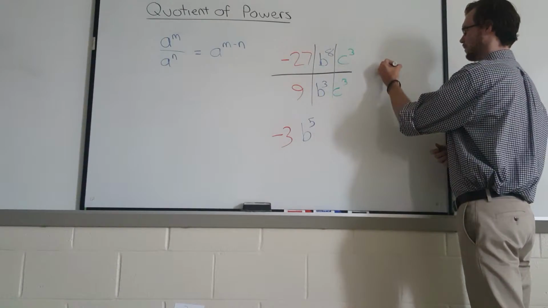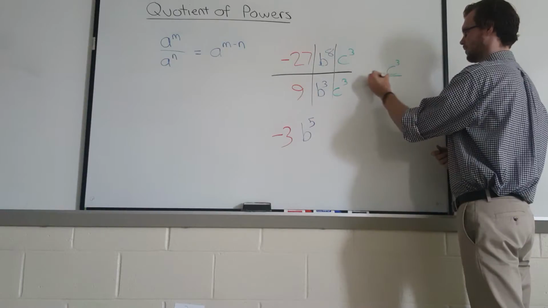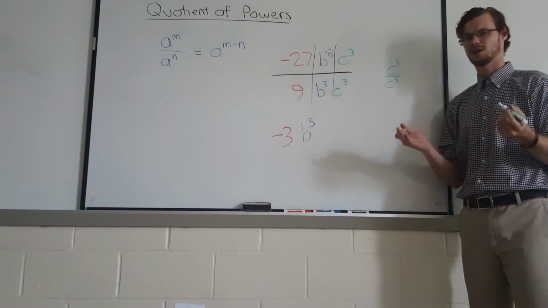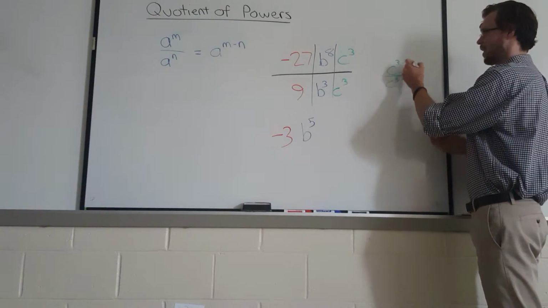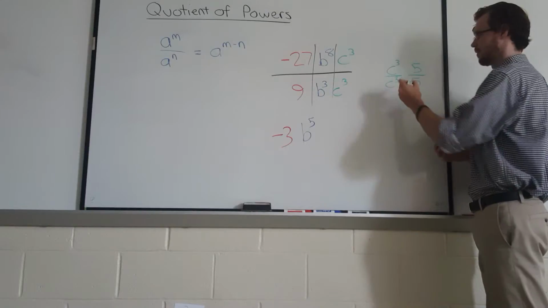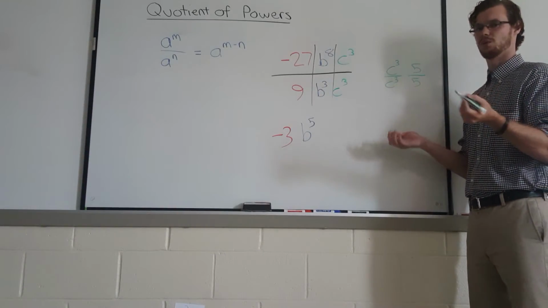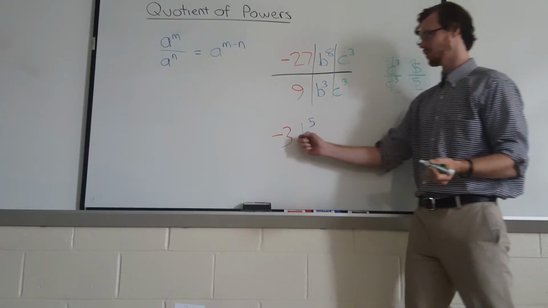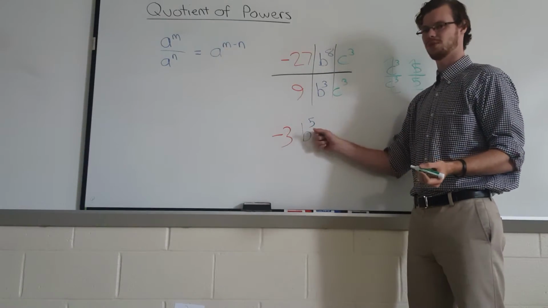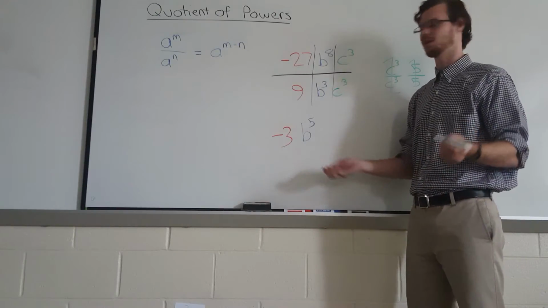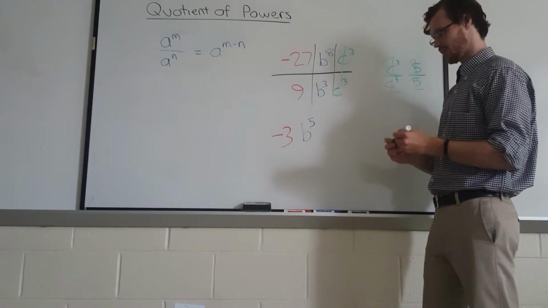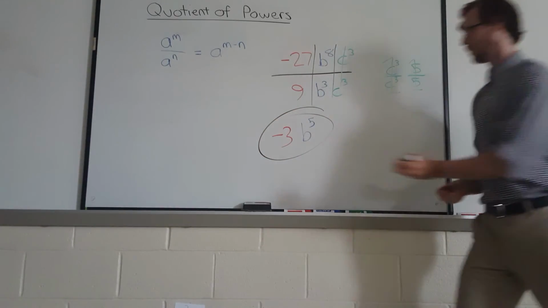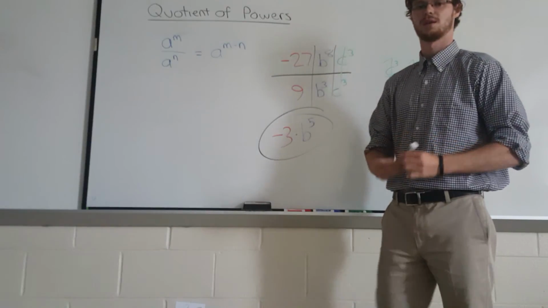Well, if I do c to the 3rd over c to the 3rd, isn't that kind of like if I just have the same thing on the numerator and the denominator? Think about the fraction 5 over 5. What does that reduce to? 1. It's going to reduce to 1, so it's going to be negative 3 times b to the 5th times 1. I don't need to write the 1. That just cancels out. I'm left with my final answer, negative 3 times b to the 5th. Let's go.